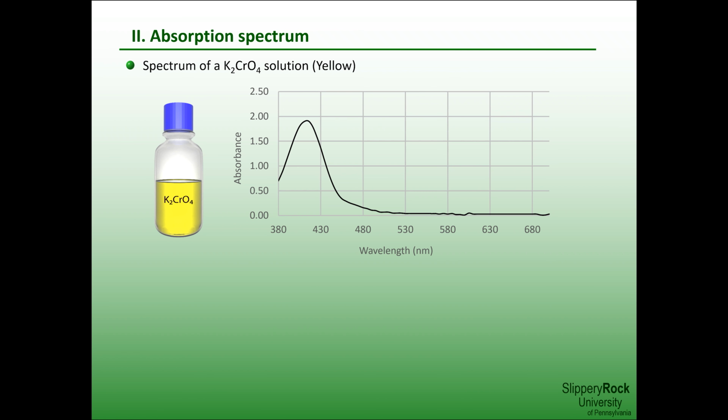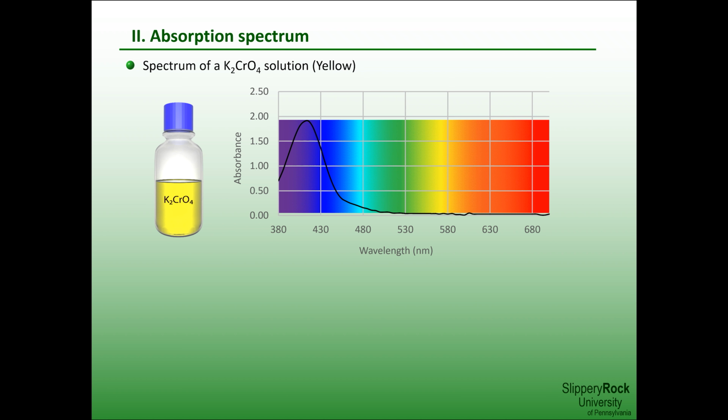If we examine the spectrum carefully, we can see that the potassium chromate solution strongly absorbs light in the violet and blue regions, roughly between 380 and 450 nanometers. This is shown by the tall peak in that area. The absorption drops significantly as we move toward the green, yellow, and red regions of the spectrum, meaning that the solution does not absorb much light at those wavelengths.